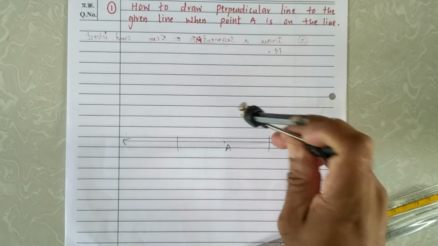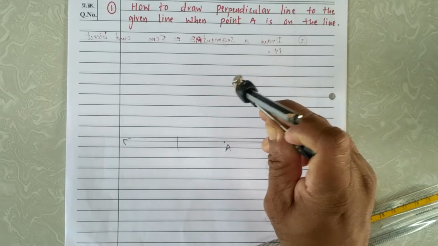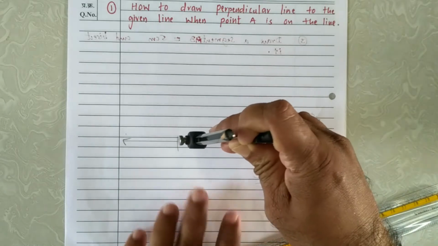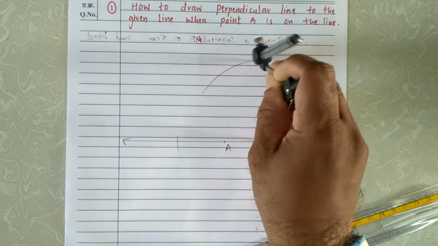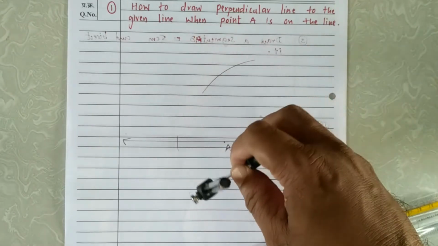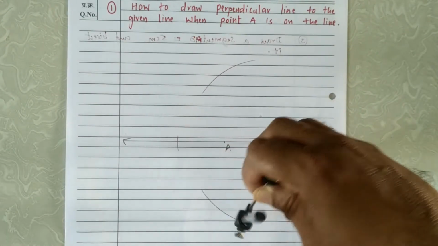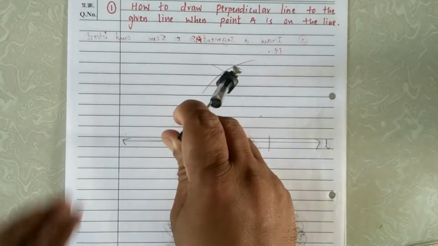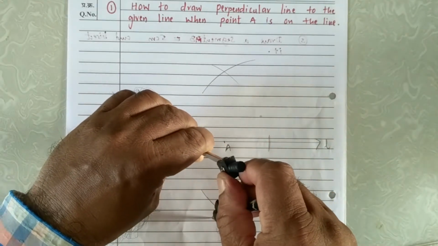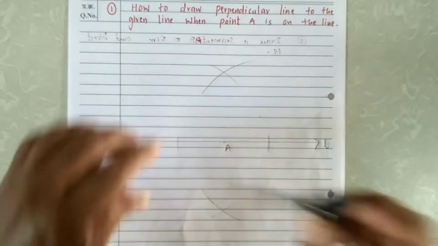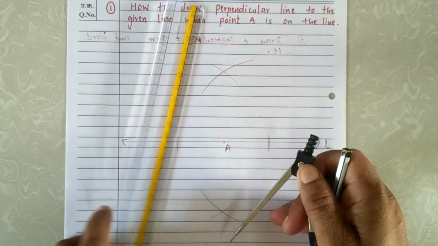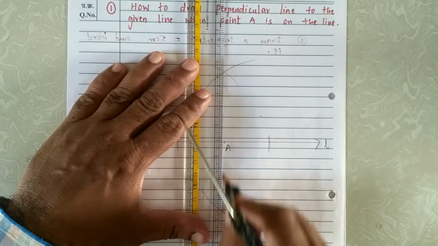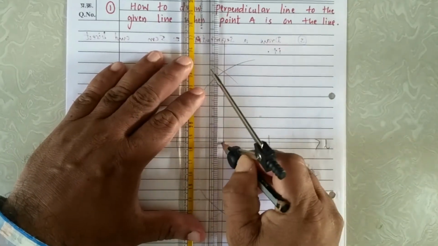Now keep the pointer at A on the right hand side arc. Take more than half the distance between the two arcs and draw one arc above the line L and one arc below the line L. Then from the left hand side arc, cut the arc above the line L and the arc below the line L and draw the perpendicular line to the given line L, which will pass through point A.